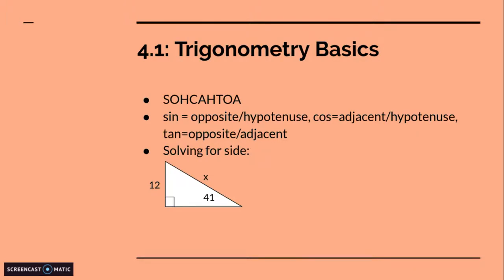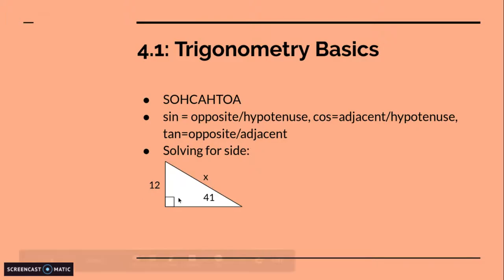review on that. But something we did learn was SOHCAHTOA, which was just telling you that to find sine, it's opposite over hypotenuse, cosine is adjacent over hypotenuse, and tangent is opposite over adjacent.